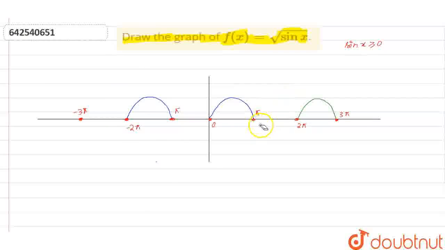For these intervals, like minus pi to 0, this function is not defined. Pi to 2 pi, the function is not defined. Open interval pi to 2 pi, this function is not defined.